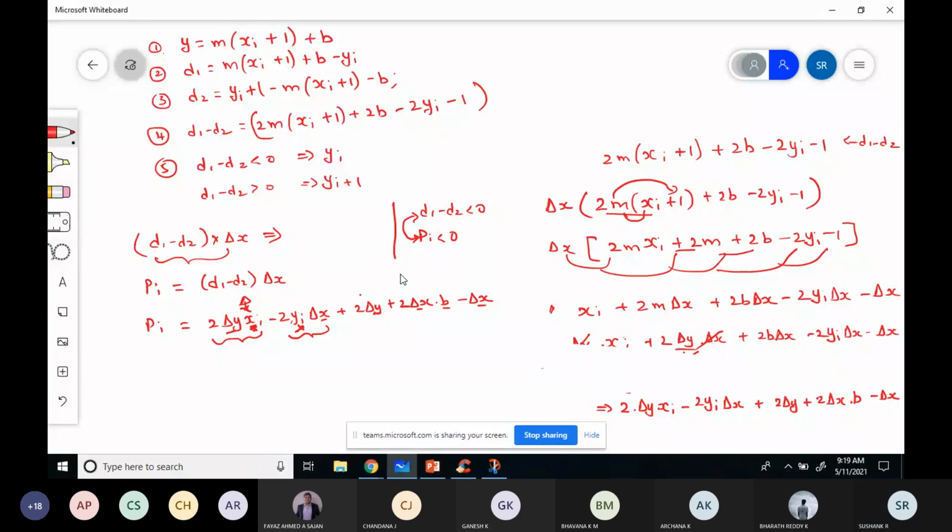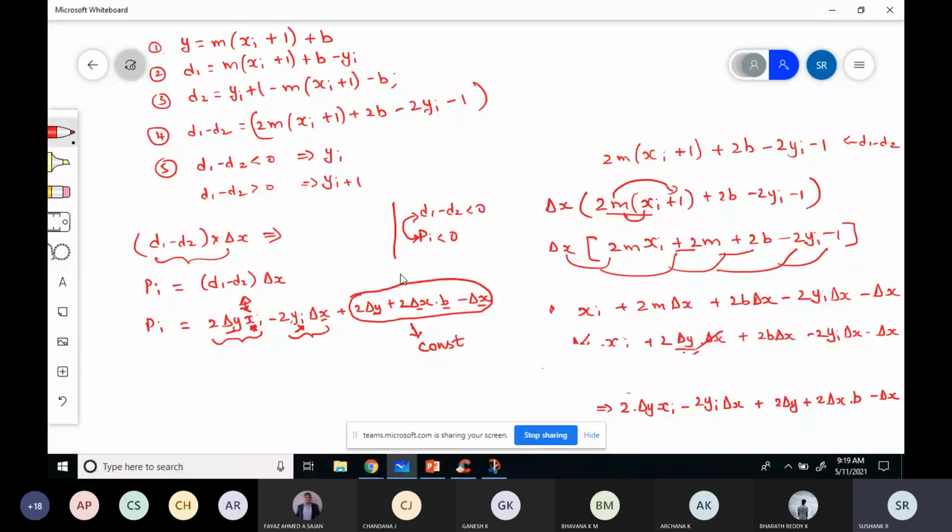But this is a constant. So this entire part doesn't depend on the value of input, whether it might be xi or yi. So it will be considered constant. So this will be considered constant. So this will be considered constant.